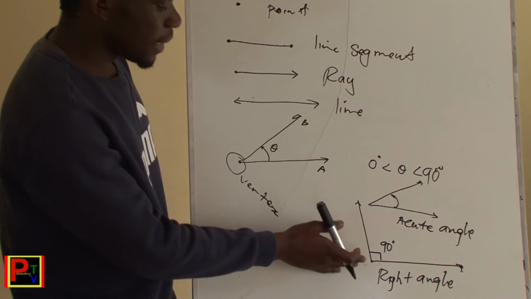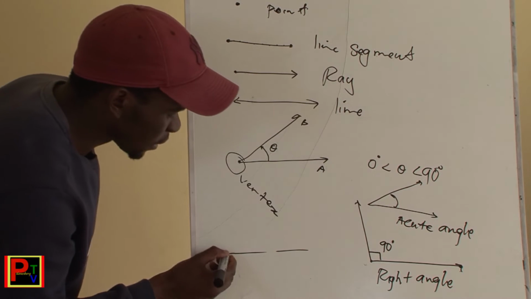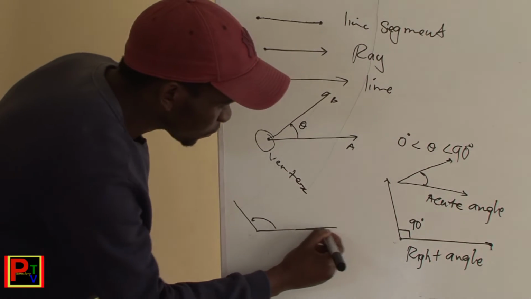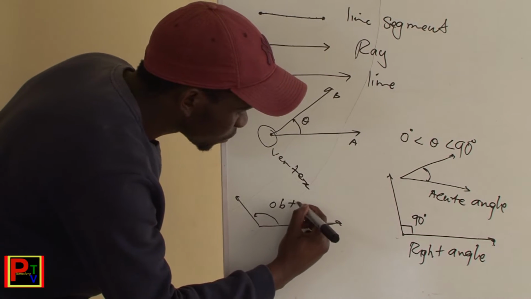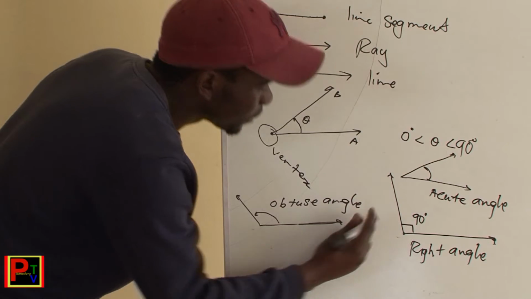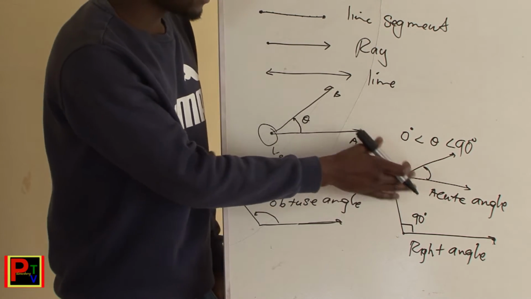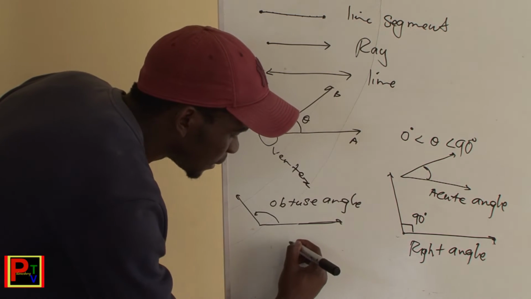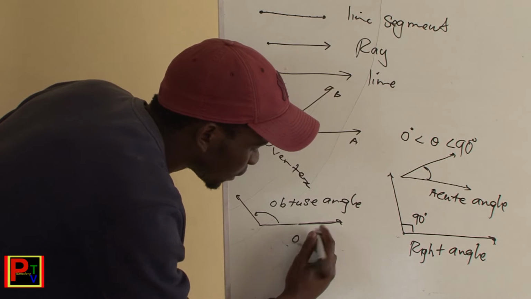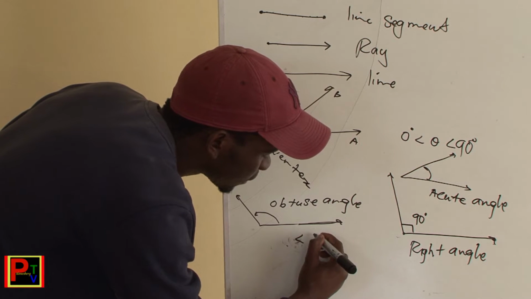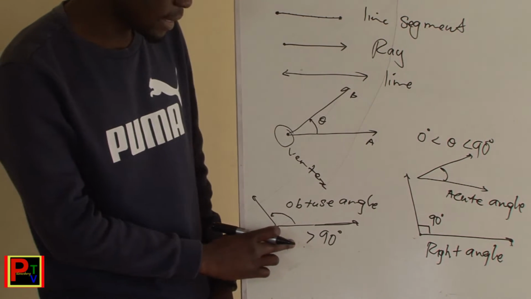Now, if we extend it again to make it more, that simply means we will have something like this. Now, this becomes an obtuse angle. And you can realize that the obtuse angle is greater than the acute angle. It simply means this angle is greater than 90 degrees. So, the obtuse angle is greater than 90 degrees.